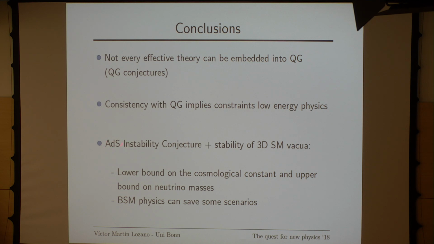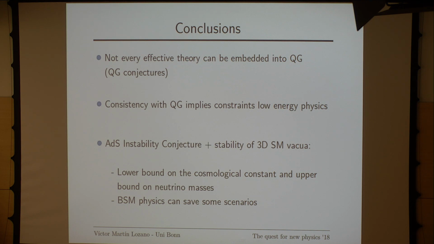And when we take the AdS instability conjecture plus stability of three-dimensional standard model vacua, we set a lower bound on the cosmological constant and an upper bound on neutrino masses. And also, we saw that BSM physics can save some scenarios. And that's everything. Thank you very much, Victor. Are there some questions or comments?